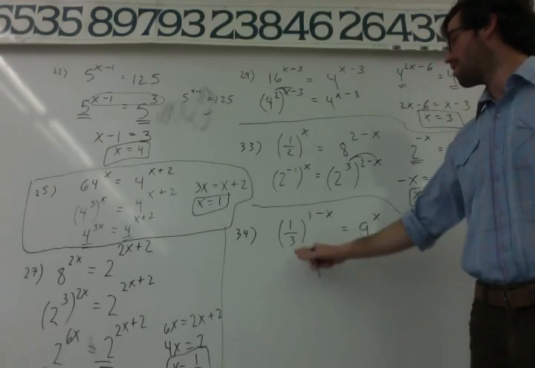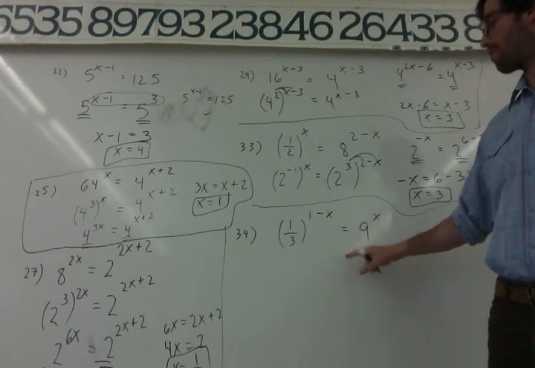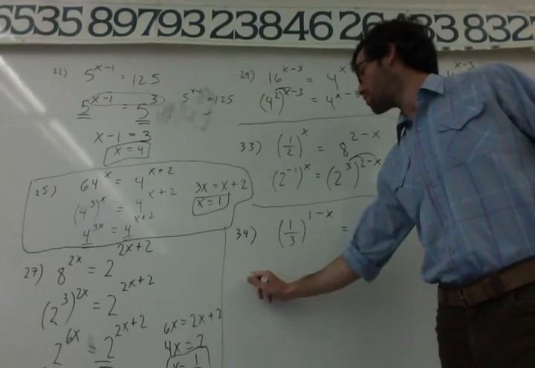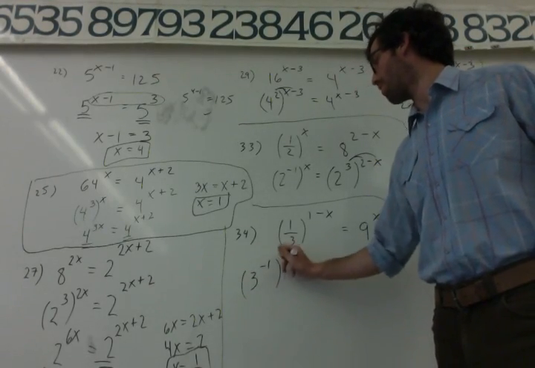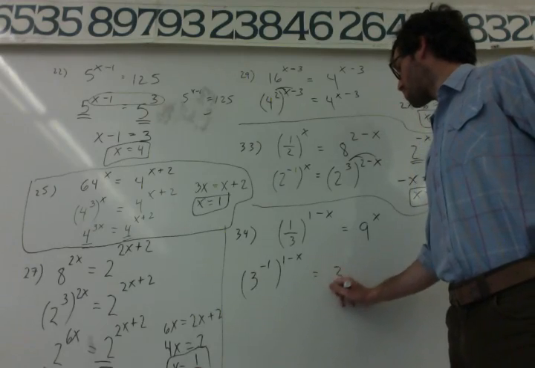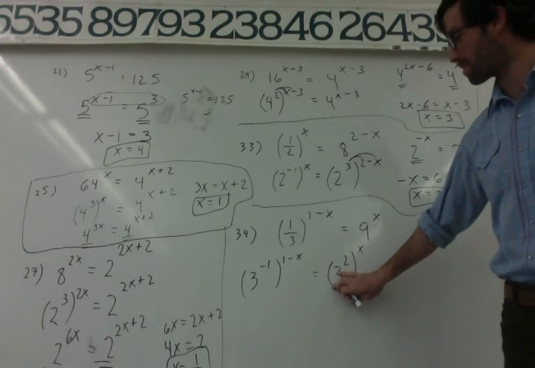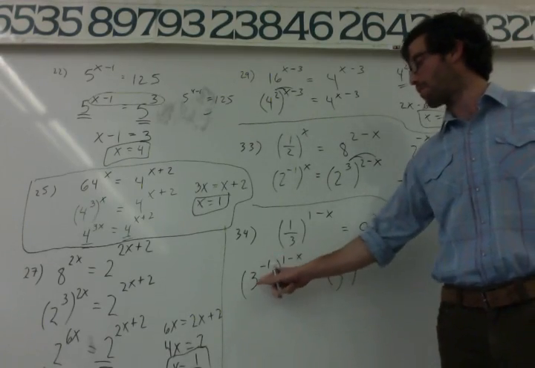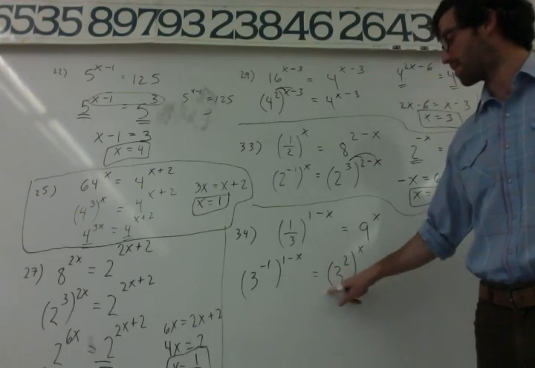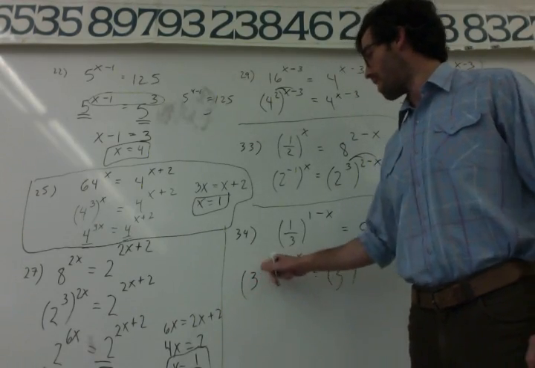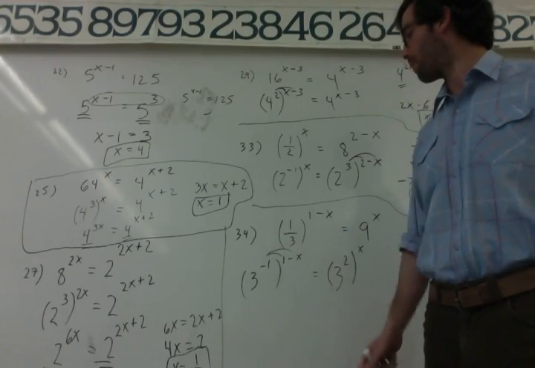Last, same kind of idea. Here you have a 1/3 and a 9. You want to write both sides with a base of 3. So I'll do 3 to the negative first for the 1/3. And of course 3 to the second for 9. Remember, for all these problems, that should be the first goal, is to get both sides with the same base. All right?